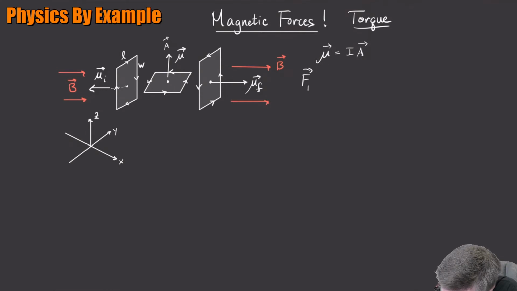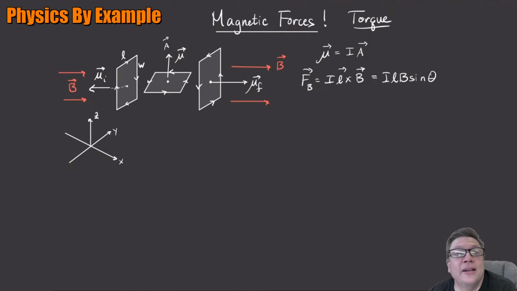Remember the relationship: the magnetic force is I L cross B. So if L and B are in the same direction or opposite directions, parallel or anti-parallel, then the cross product is 0, so we don't have to worry about it. So this is I L B sine theta, where theta is the angle between the direction of the current and the magnetic field. Here, for that particular orientation, that's going to be 90 degrees.